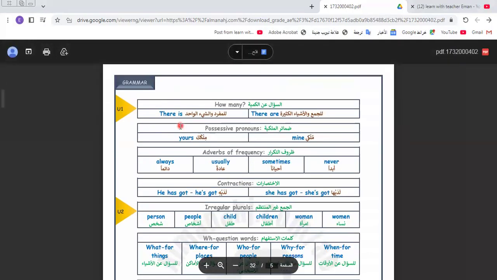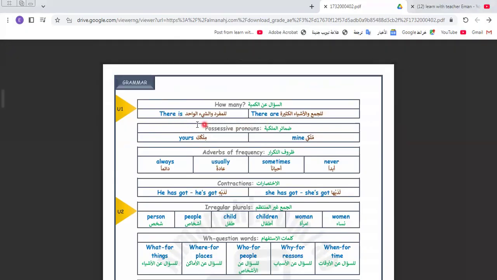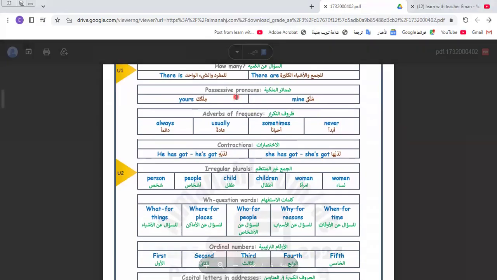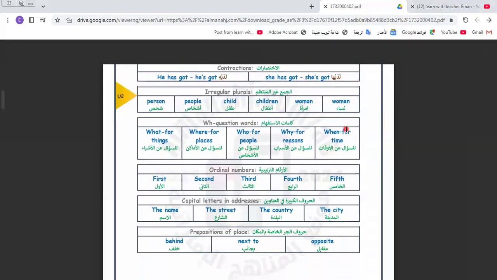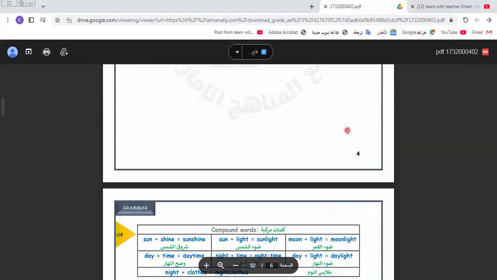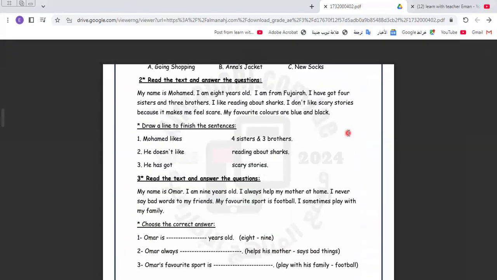In unit 1, we talk about there is and there are, and we know there is is used with the singular form and there are for the plural form. Today we learn the possessive pronouns like yours, mine, hers, and so on. In this unit we also learn the adverbs of frequency of the present simple tense: always, usually, sometimes, never. We know the action that happens 100% of the time uses always, and the action that doesn't happen, 0%, uses never. Let's go to another item here.